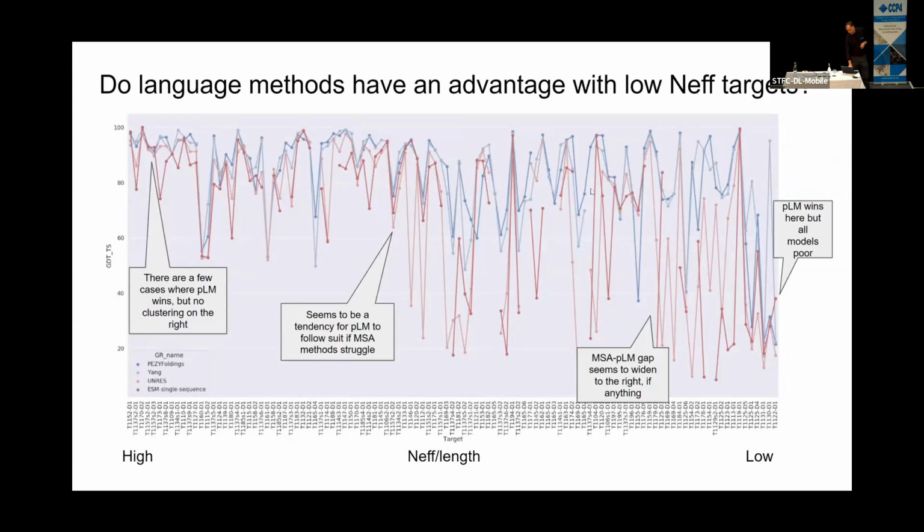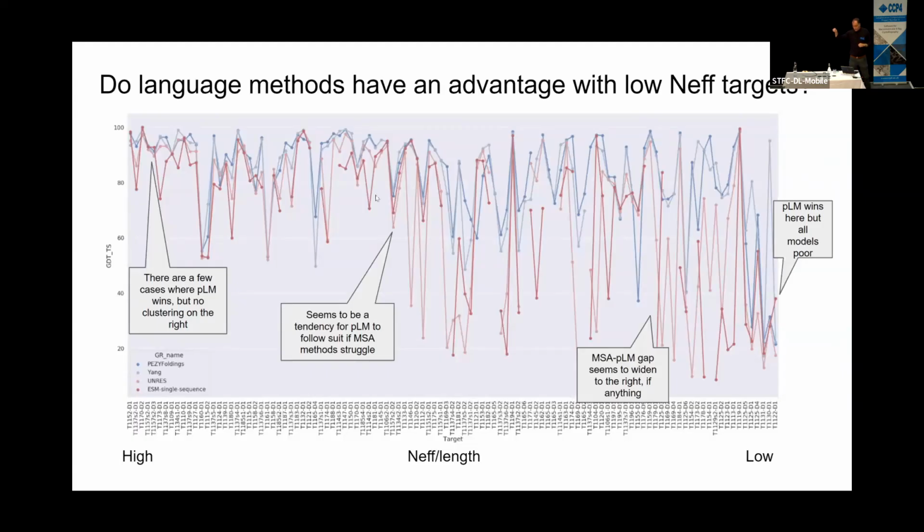If the language model methods were working better with these low NF targets, you would expect the red to be doing higher. This is a measure of structural quality. You'd expect the red to be higher on the right-hand side than the blue. In fact, we don't see any of that. And in fact, if you look at the difference between the red and the blue on the left and the right, if anything, it seems to be a bigger gap on the right. So with this set of targets, there really doesn't seem to be any evidence that these language model methods can perform particularly well with low NF targets.